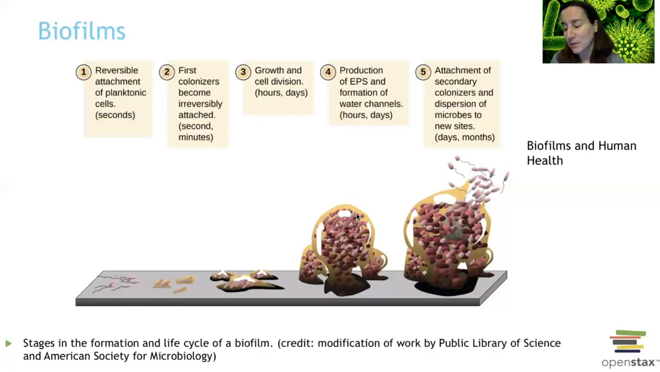Then we're going to undergo cell division. They grow, grow, grow, grow, grow. They're going to form that sugary coating on the outside, the EPS. They're going to form their water channels so they'll be able to get the nutrients and the waste through. And then we've got our secondary attachment, where colonizers are going to go out and the cycle starts again. Those are the steps for biofilm formation.